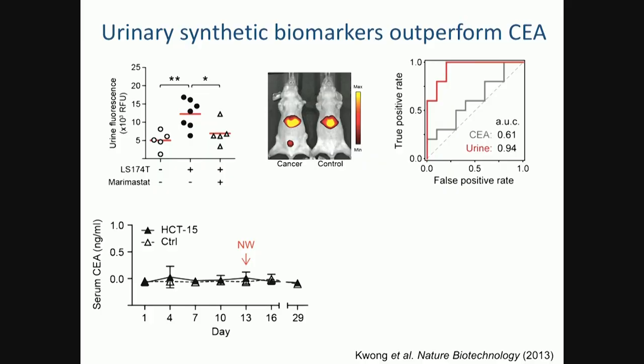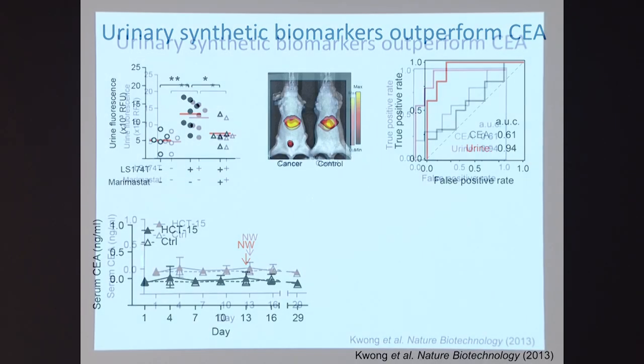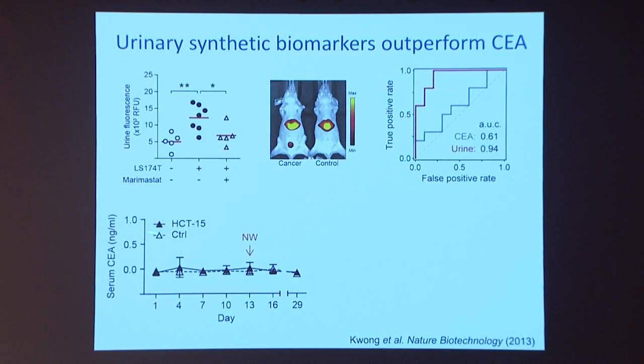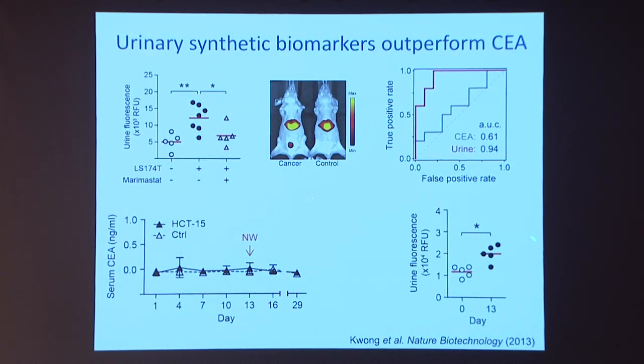So we then set out to make xenograft tumors out of that second cell line that I showed you, the low secretor. And you can see in the blood of this animal that the protein biomarker actually never comes up. So the question is, how do you do in this model? In fact, at day 13, you can see a robust urine signal using an MMP9 sensor.